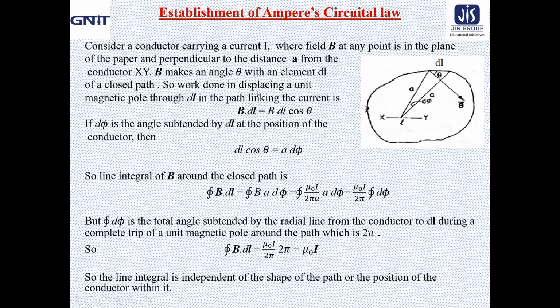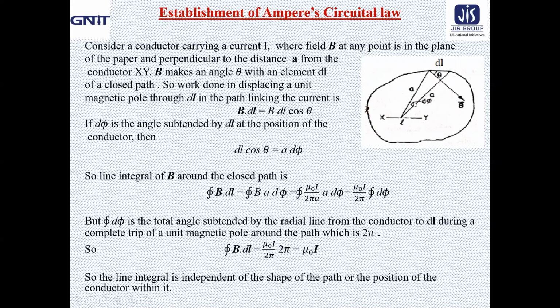So, the work done in displacing through this element dl by a unit magnetic pole in this path linking the current obviously will be B dot dl. So the total work done in displacing a unit magnetic pole through dl in the path linking the current is B dot dl. B dot dl means B dl cos theta, where theta is the angle already mentioned.